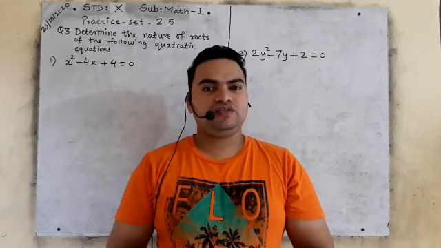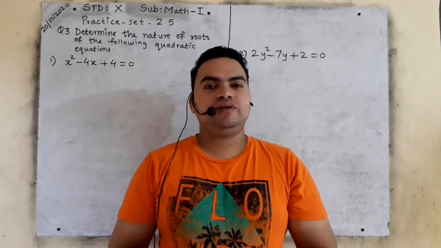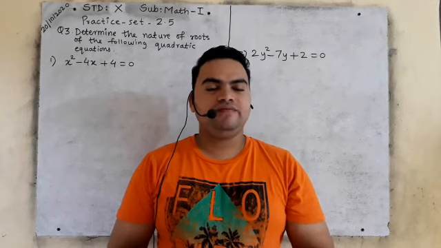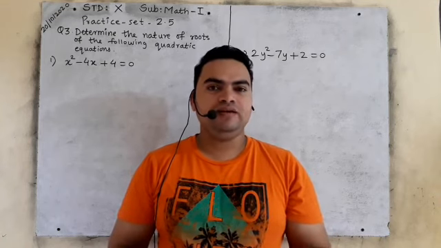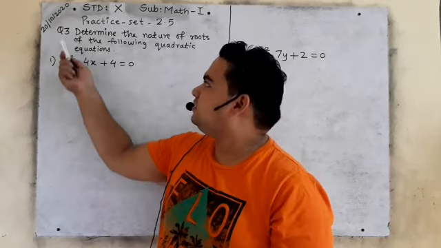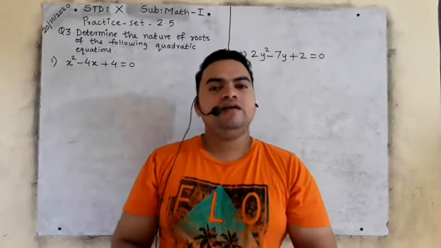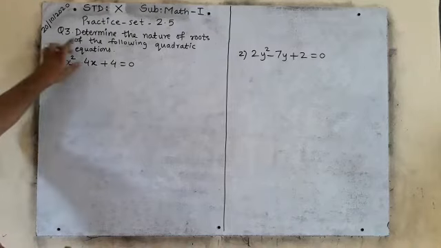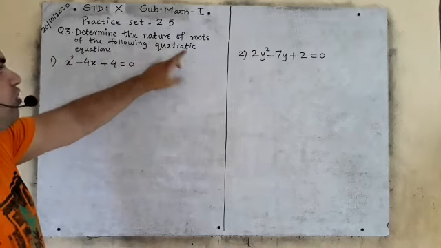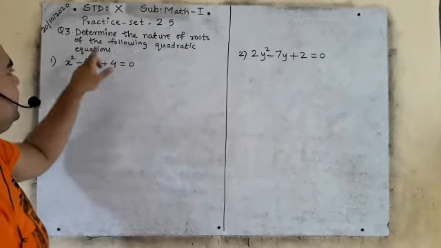That is quadratic equations. In quadratic equations today we will see the practice set 2.5, the next question number 3. Just please look at the board what it is all about. So question number 3 is: determine the nature of roots of the following quadratic equations.